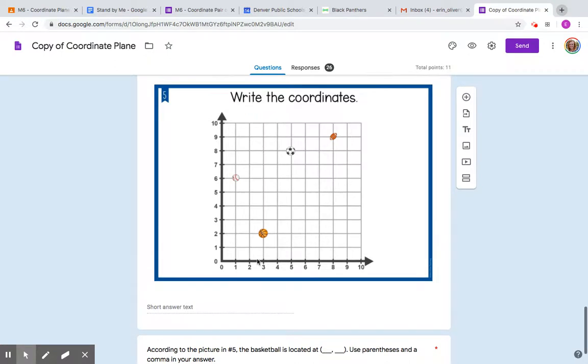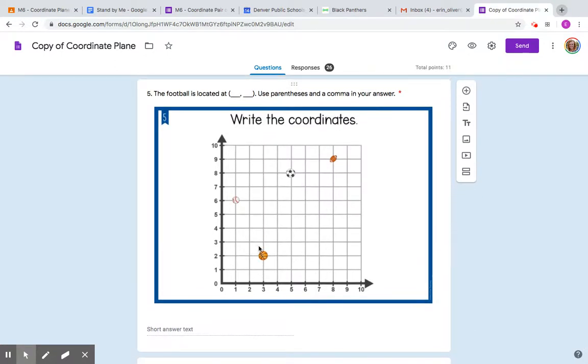Let's take a look at our final coordinate plane. Again, it's only going up in tick mark increments of 1. We have our origin down here. And I have 4 sports balls. So let's see. The football is located at what point? This is my football. So let's go through and find out.